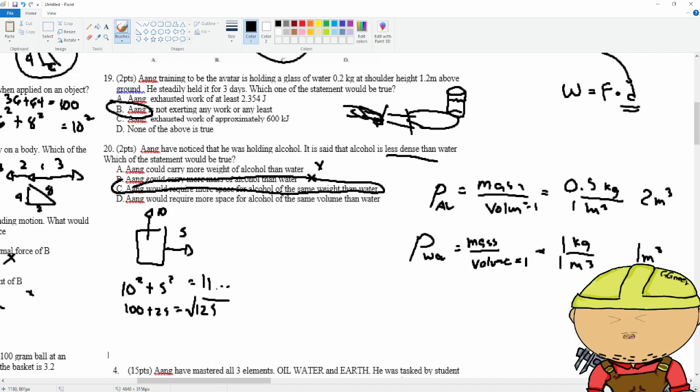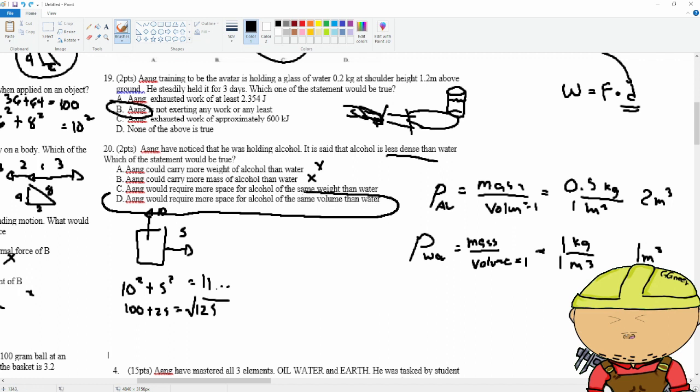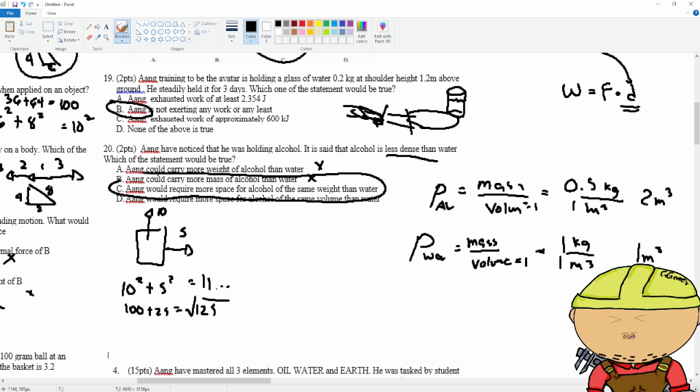Okay, so letter C. Ang would require more space for alcohol of the same volume. Oh wait, no, that's here. I'm wrong. Letter D. Okay, same volume. Okay, same weight. Oh wait. So C is the answer. Okay, C, same mass.